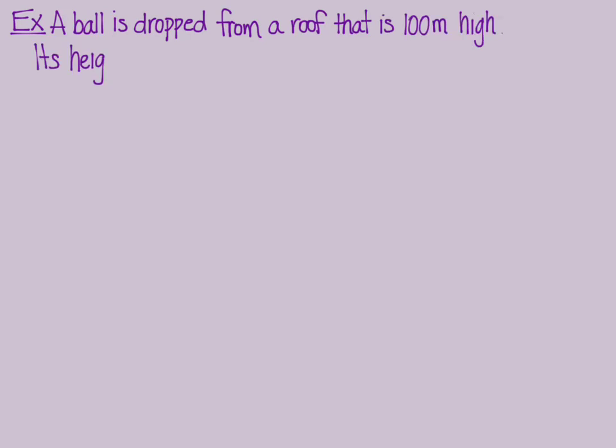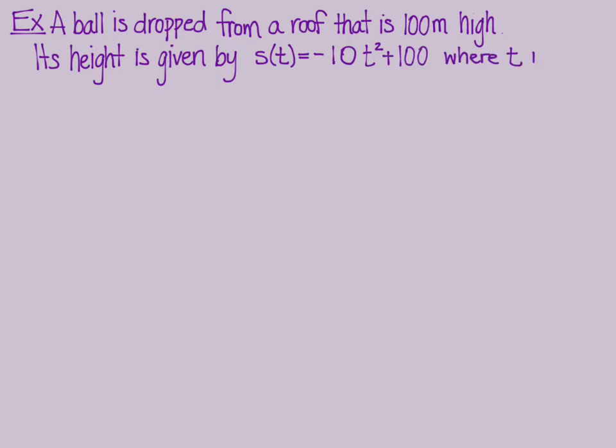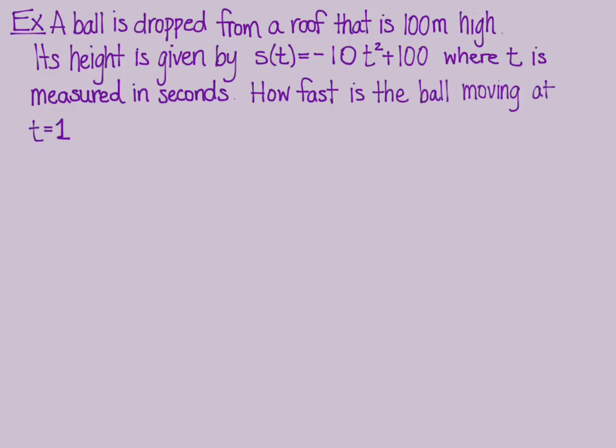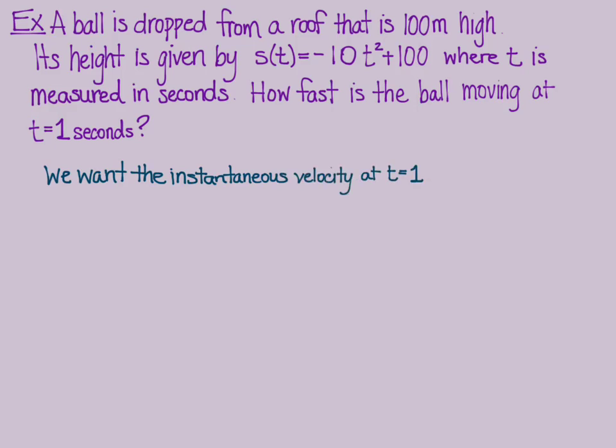Let's do an example. A ball is dropped from a roof that is 100 meters high. Its height at any given time is given by s of t equals negative 10 t squared plus 100, where t is measured in seconds. How fast is the ball moving at t equals 1 second? In order to find this, we want the instantaneous velocity at t equals 1. So we need to find s prime of 1.